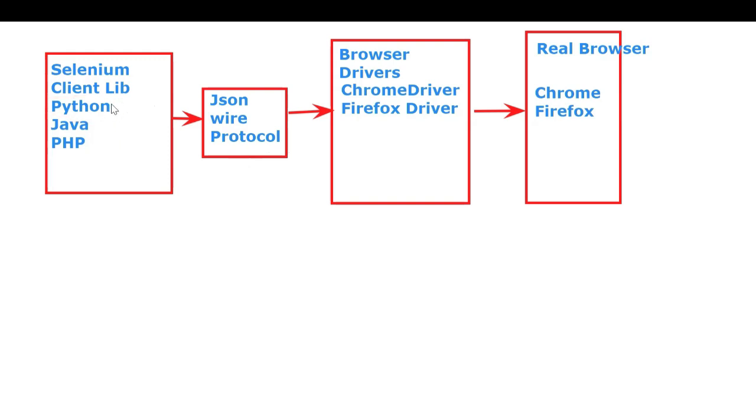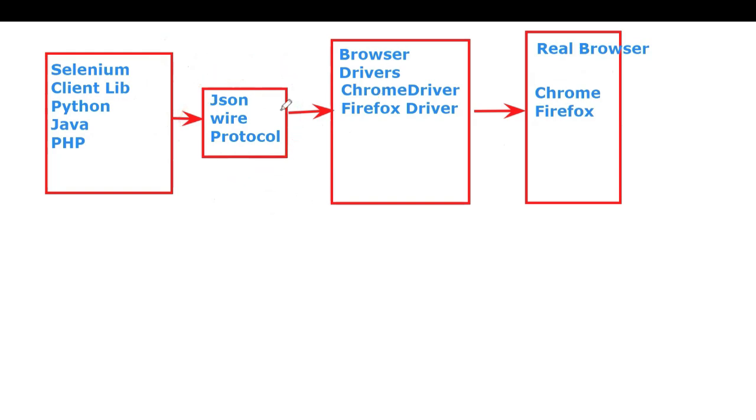So whenever we write any code in the language, this code will go to the JSON wire protocol. Now JSON stands for JavaScript Object Notation. It is just used to transfer information from client to server over the web. So we need a protocol to transfer the information from client to server. That protocol is the JSON wire protocol.